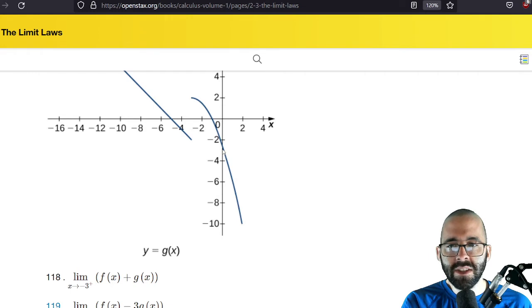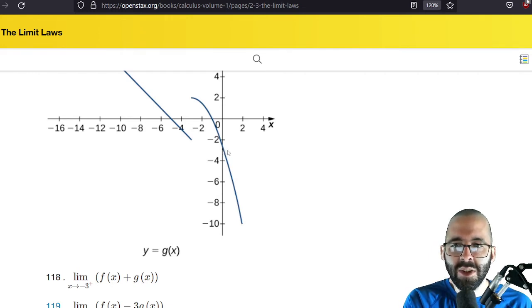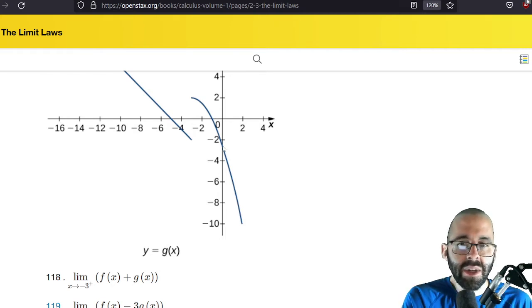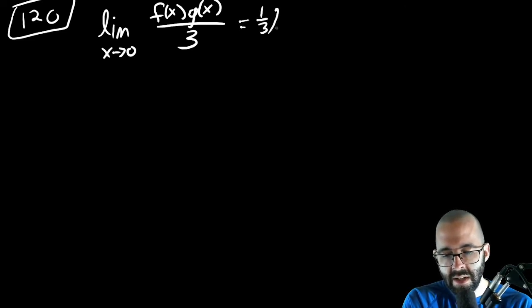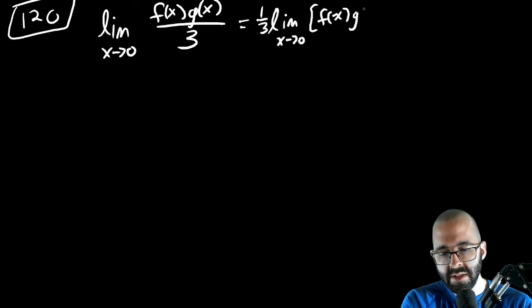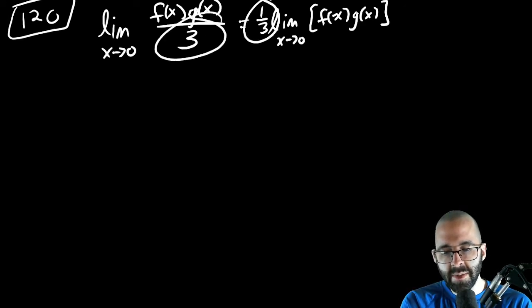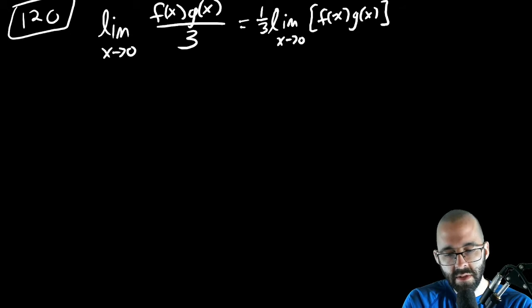The function looks like it approaches, I don't know, maybe like negative 2.5 or something. It's a little unclear, but the limit exists. So the limit exists, we can use limit laws. Limit laws say this is going to be 1/3 times the limit as x approaches 0 of f of x times g of x. This is the constant multiple law. Dividing by 3 is the same as multiplying by 1/3.